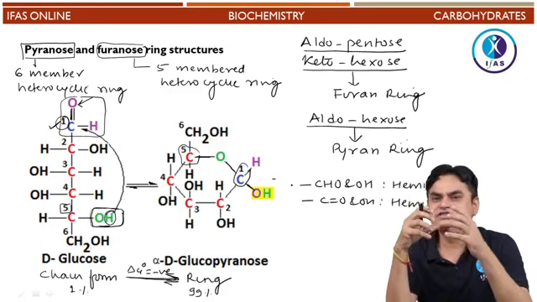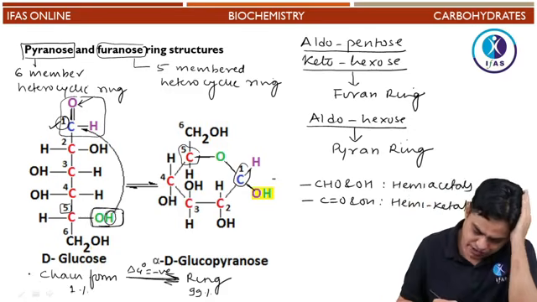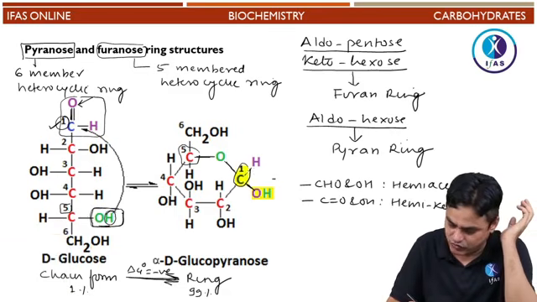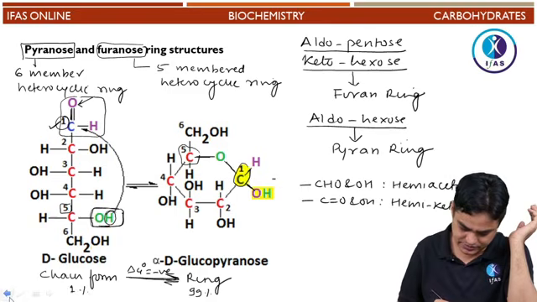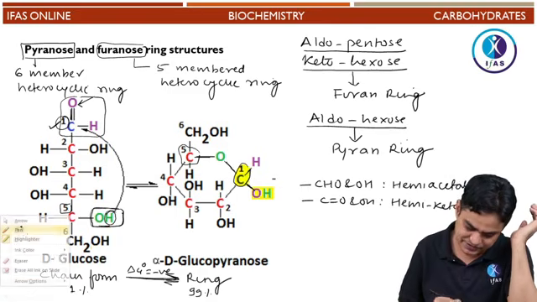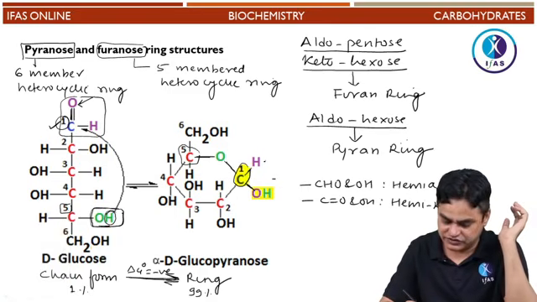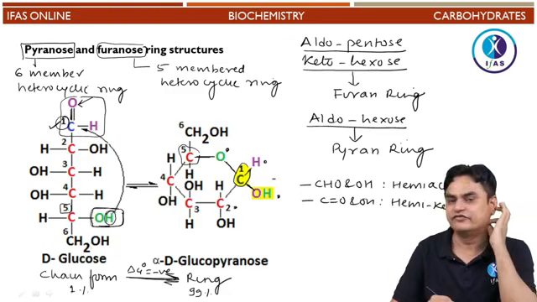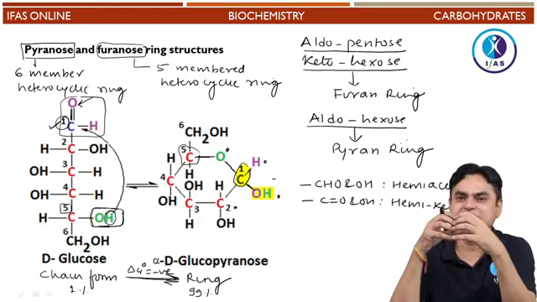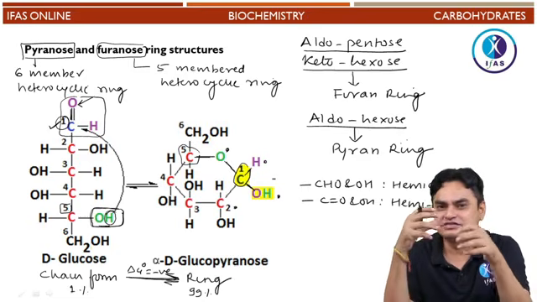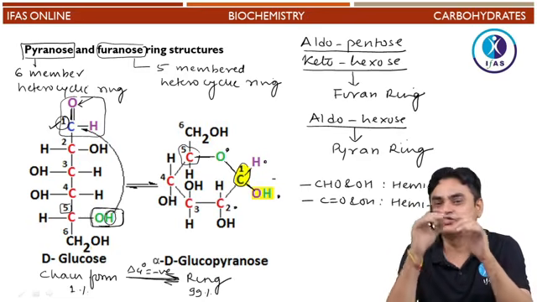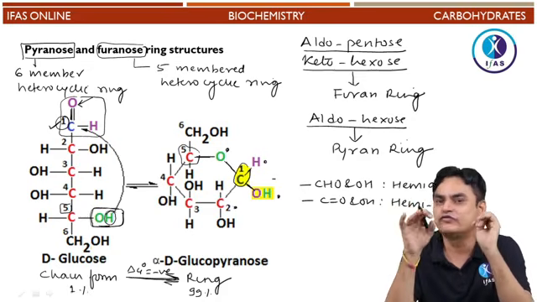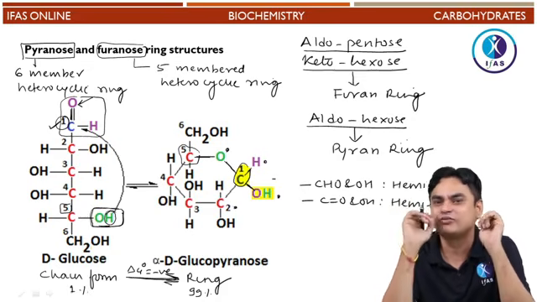Now once this ring structure is formed, you can see that carbon 1 also becomes chiral, because at this carbon, this functional group is different, this OH group is different, this group is different, this group is different. One more chiral carbon is seen when there is a formation of ring structure. So that's why there is a formation of diastereoisomers for ring structures, which are referred to as anomers.